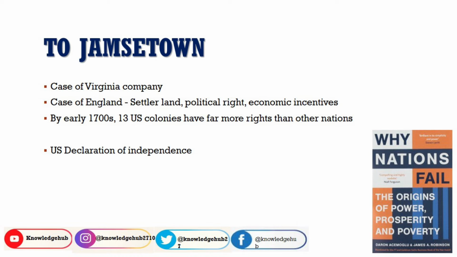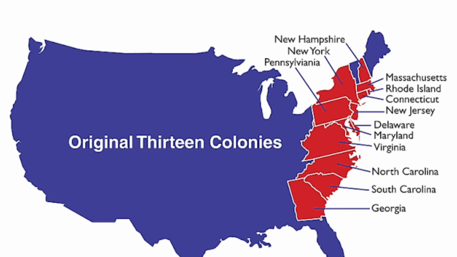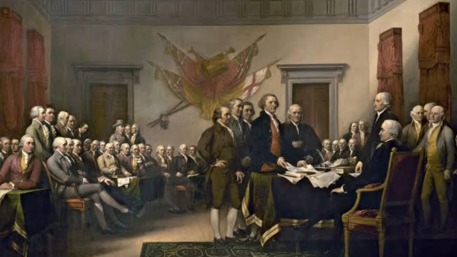And in the end, you can see that by the early 1700s, the male settlers in the 13 US colonies had far broader political rights than other nations in the world. So this created the foundation for the US Declaration of Independence. So you can see how from a very small point the author synthesized a much wider argument.